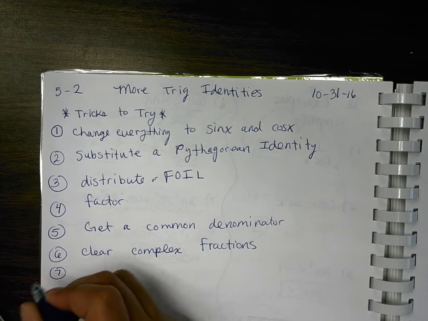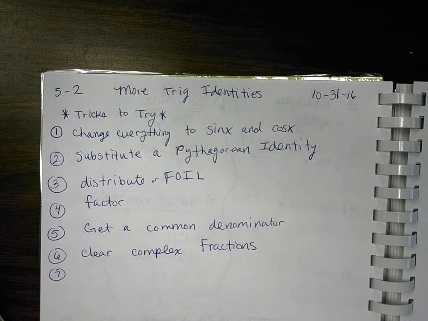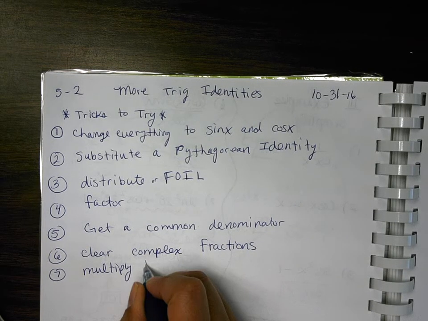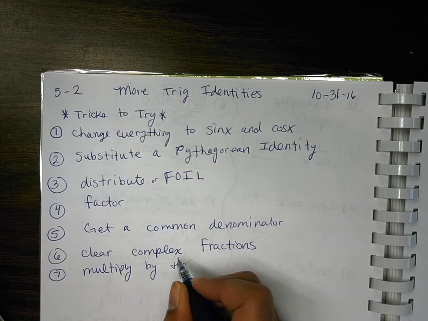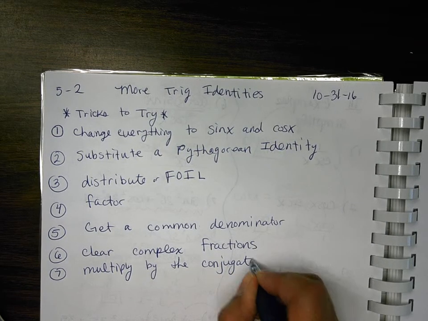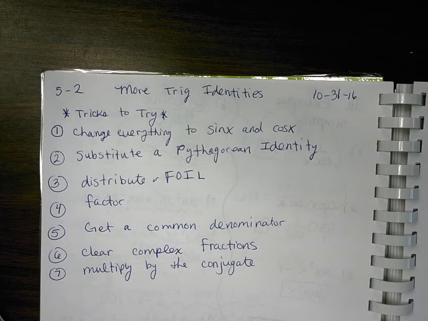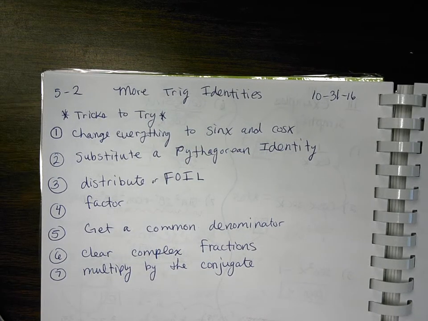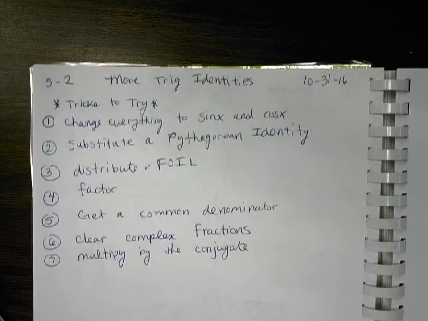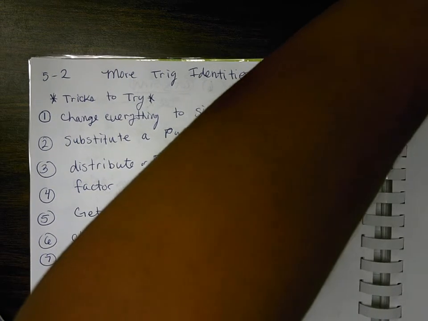And the last one we are not using today, but it is a trick we will use: multiply by the conjugate. We're not going to use 7 today, but we will eventually, and it comes up on the test. I'll tell you right now, it's probably one of the most missed on the test. Kids just forget that conjugate is one of the tricks to try.